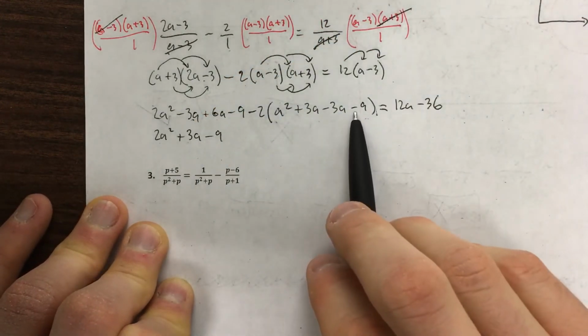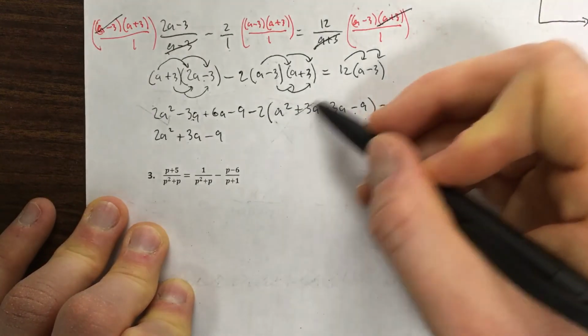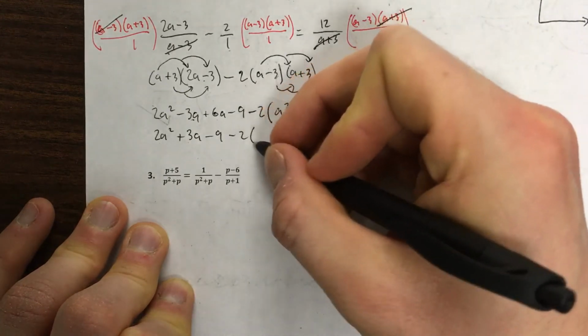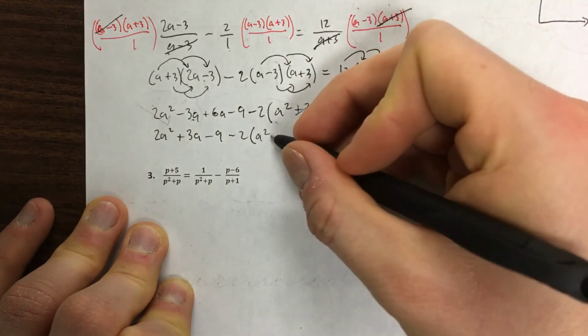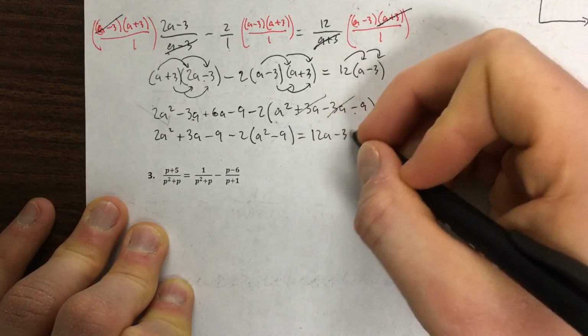Even in the parentheses, we can simplify some things. We have a positive 3a and a negative 3a. Those would go away. Minus 2a squared, minus 9. And on this side, we already distributed, so 12a minus 36.